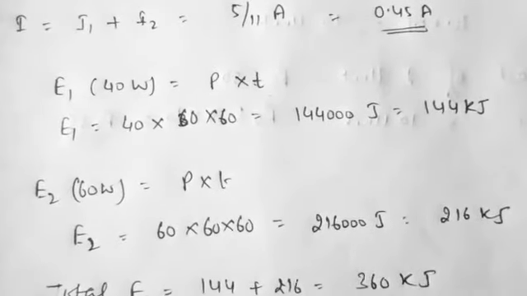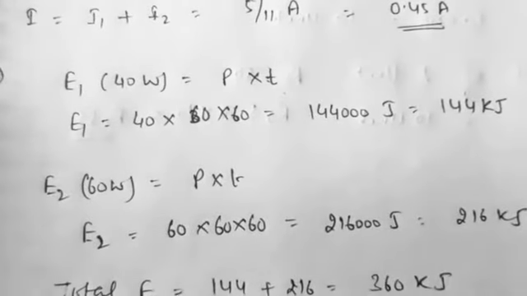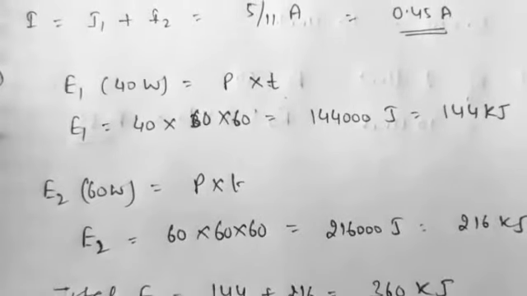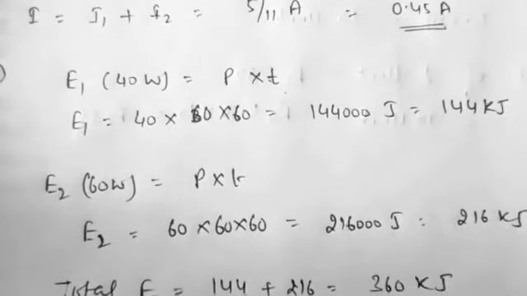First of all, we have to find the energy consumed by both the bulbs. So I have taken out the energy by the first bulb, the energy by the second bulb, and then taken the total energy.